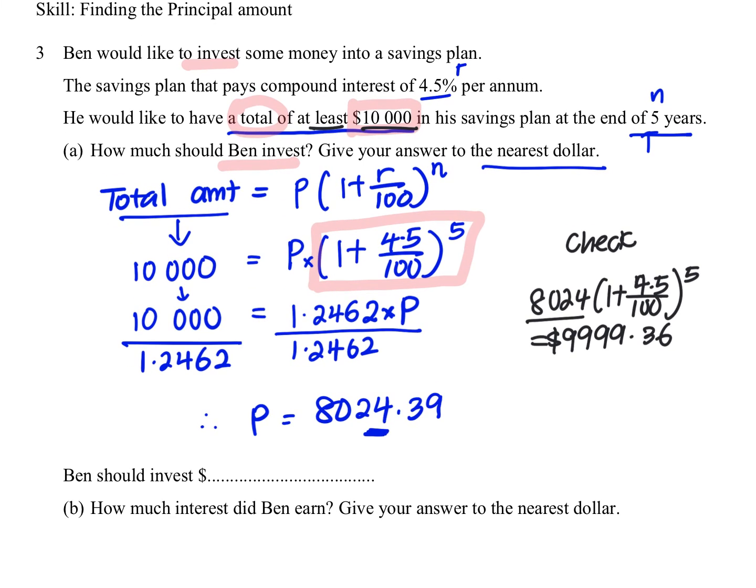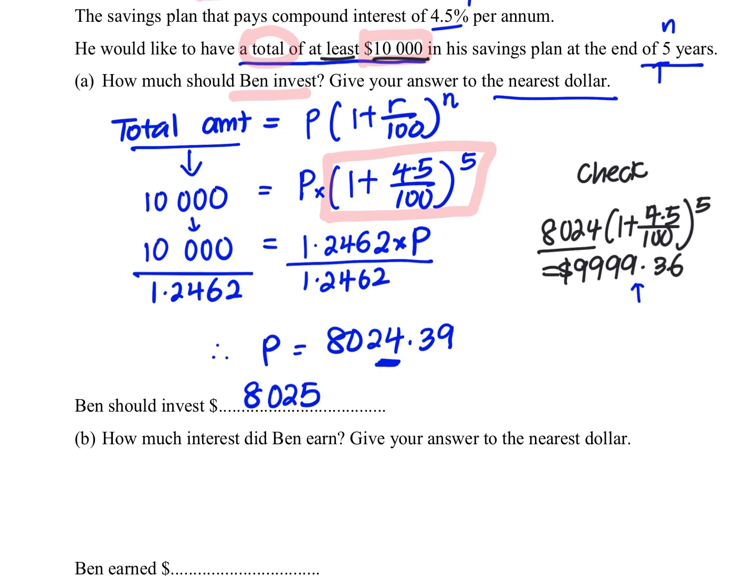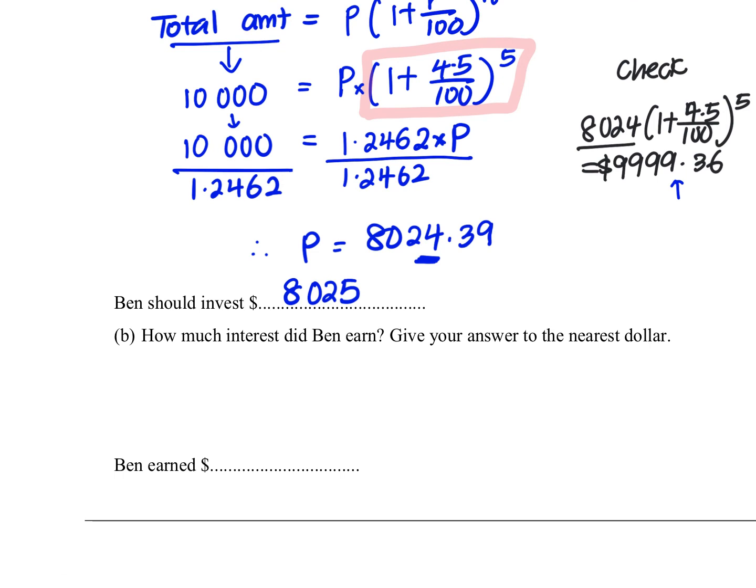In order to get a total of at least $10,000, it's always good for you to check the number. So the answer in this case, I should not give $8,024. I should give $8,025 instead, so that I can get minimally $10,000. If not, when I substitute this, my number is actually less than $10,000. So how much should I invest? $8,025.